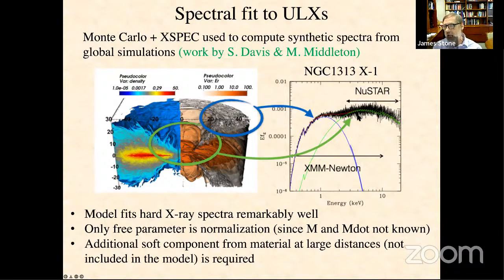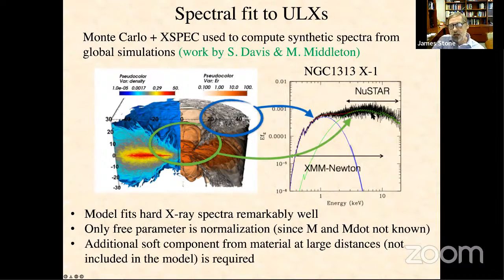And the black curve is an actual observed spectrum for an ultraluminous X-ray source observed by NuSTAR and XMM-Newton, NGC 1313 X-1. There are surprisingly few free parameters in this calculation. Basically, there's only one, the mass accretion rate. We don't know from the observation what the mass accretion rate is, and that moves this curve up and down vertically. That sets the normalization. So we've chosen a mass accretion rate that fits the curve, and we get an excellent agreement.